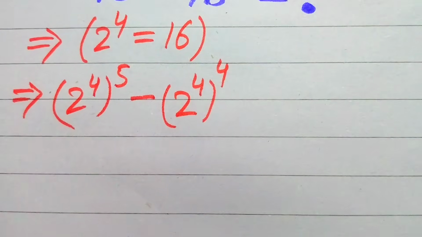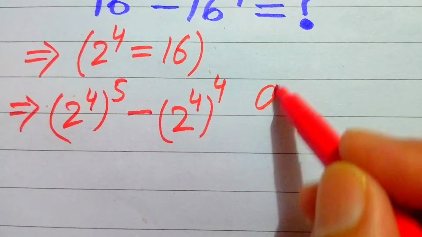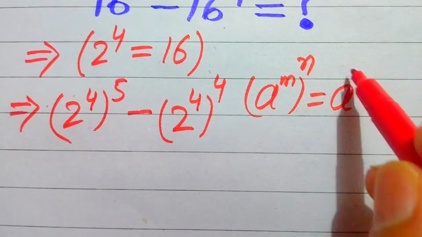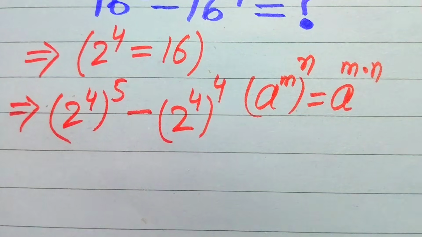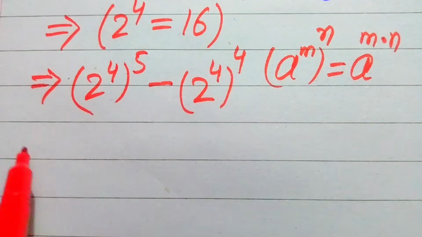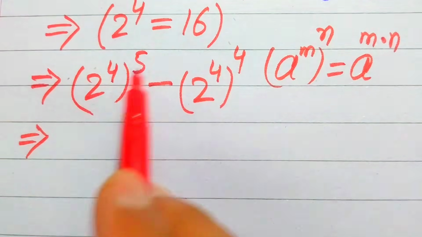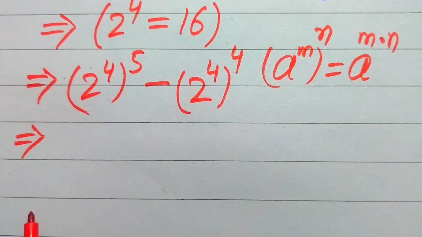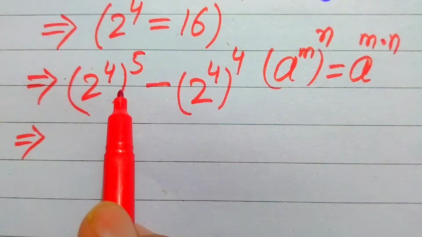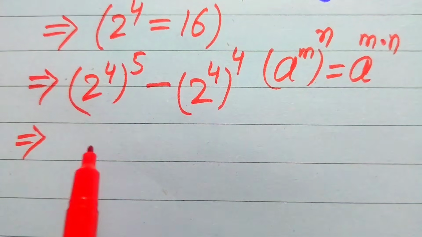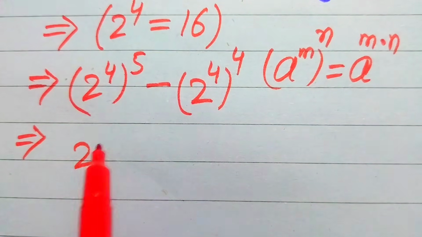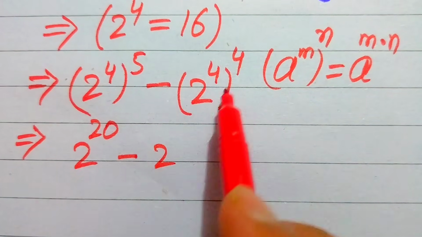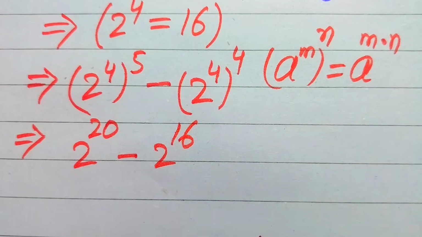Here we use the nice exponent rule: a to the power of m, to the power of n, is equal to a to the power of m multiplied by n. According to this rule, we need to multiply both of these exponents, and this is written in this form. When we multiply these exponents, this is 2 to the power of 4 times 5, which becomes 20, minus 4 times 4, which becomes 16.